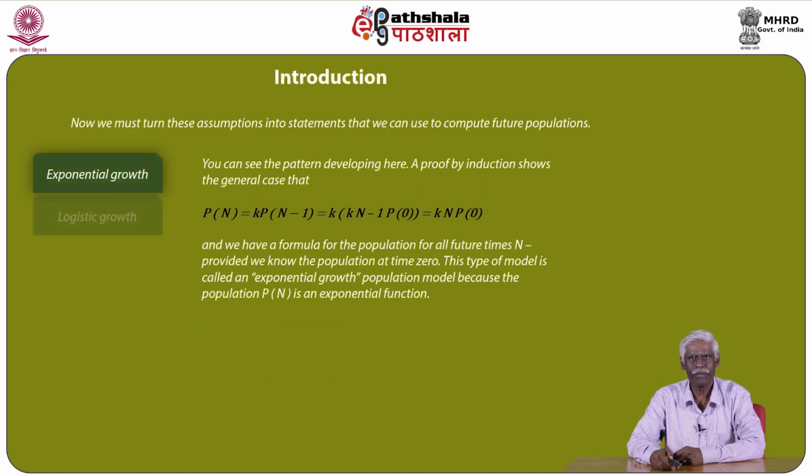You can see the pattern developing here. A proof by induction shows the general case as follows: P(n) is equal to k P(n minus 1), that is equal to k times k to the n minus 1 P(0), which is equal to k to the n P(0). And we have a formula for the population for all future times n, provided we know the population at time 0. This type of model is called an exponential growth population model, because the population P(n) is an exponential function.